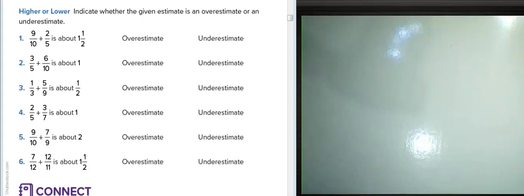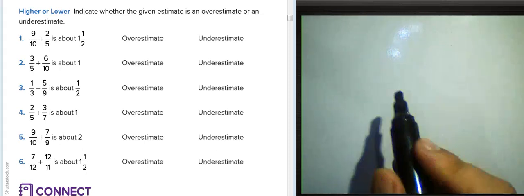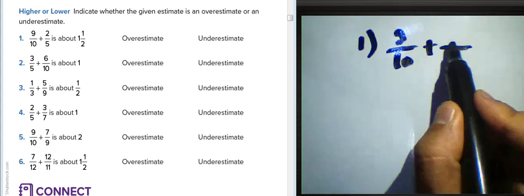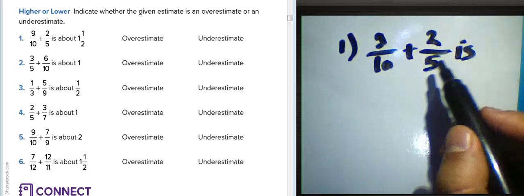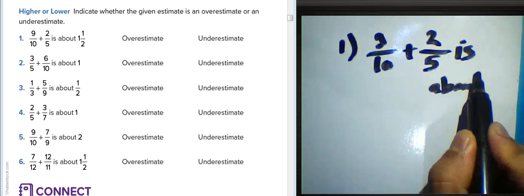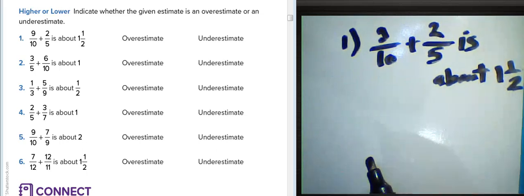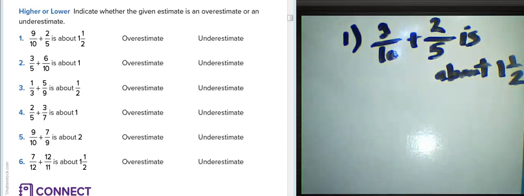Look at the next page here. Indicate whether the given estimate is an overestimate or an underestimate. Question number 1: they ask about overestimate or underestimate. Okay, look with me at question number 1. 9 over 10 plus 2 over 5 is about 1.5. They ask whether it is an overestimate or underestimate. We can use estimation by benchmarks 0, half, and 1.